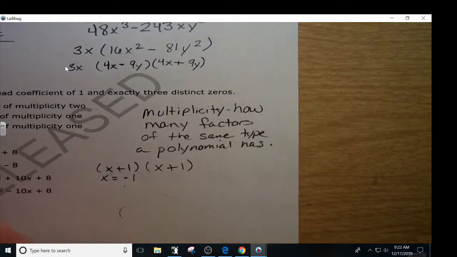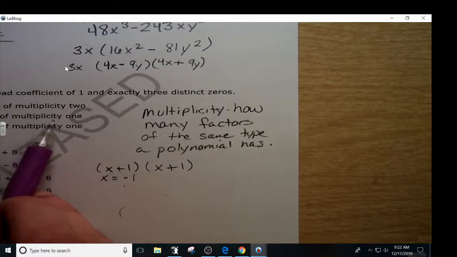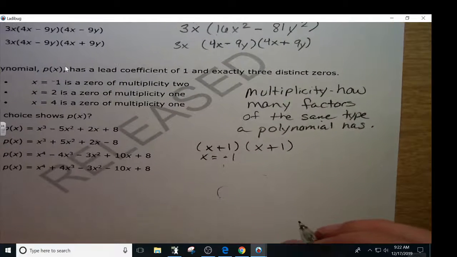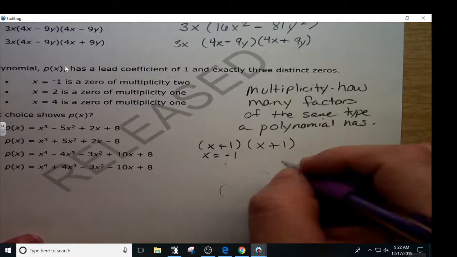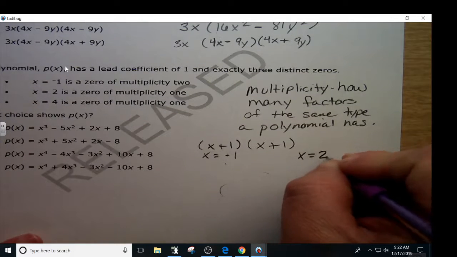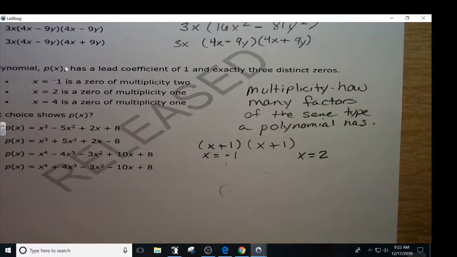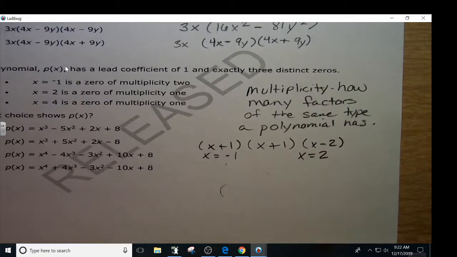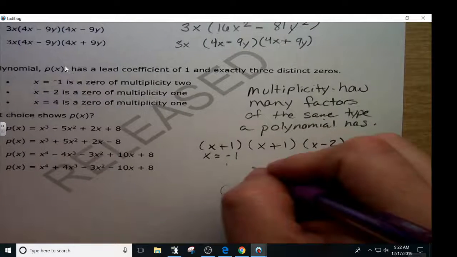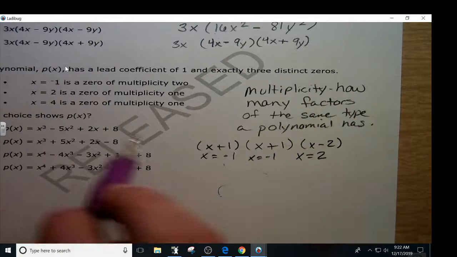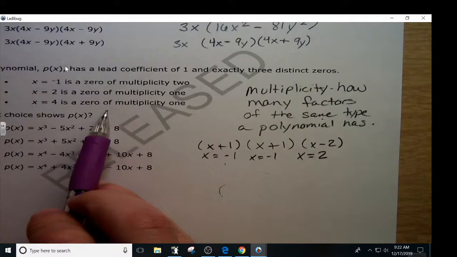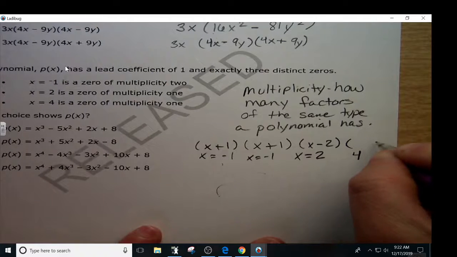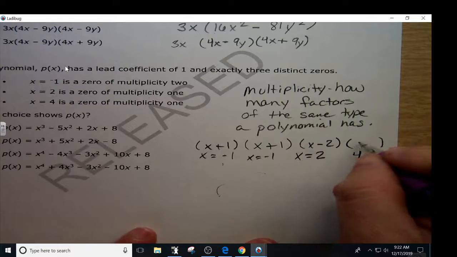Now, it says it has x equals 2 as a multiplicity of 1. X equals 2 is a 0 of multiplicity of 1. Now, guys, to get x equals 2, what had to be my factor? X minus 2. You just change the sign, right? All right. And it has x equals 4 is a 0 of multiplicity of 1. If yours is 4, what had to be the factor? X minus 4.